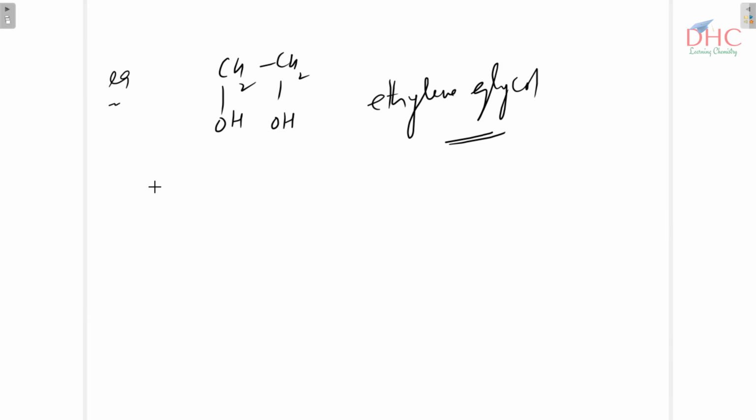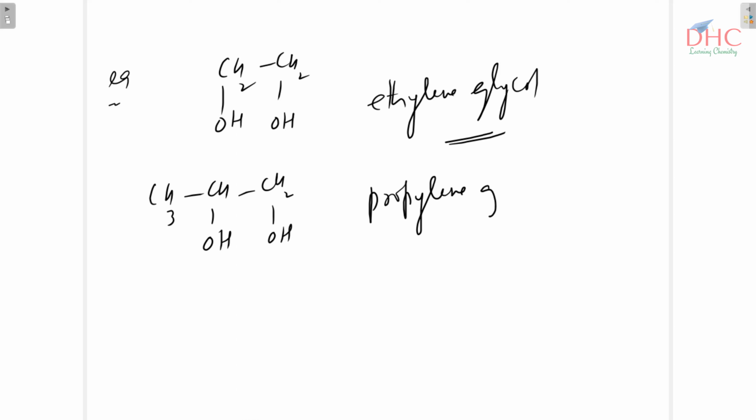Next example, that is CH3 single bond CH single bond OH. So two OHs on the adjacent carbon atoms is a glycol. So how many carbon atoms are there in total? 3. So it's propylene glycol.